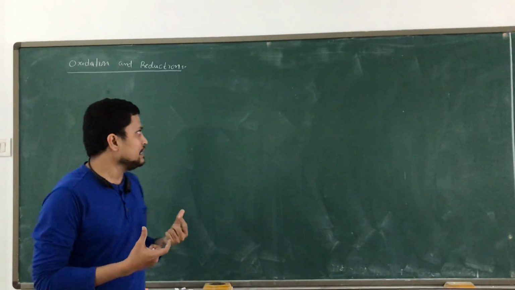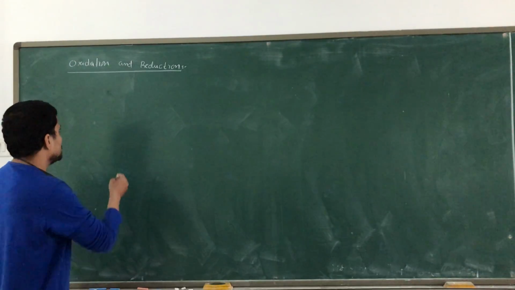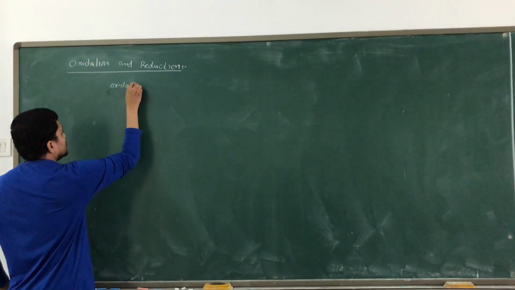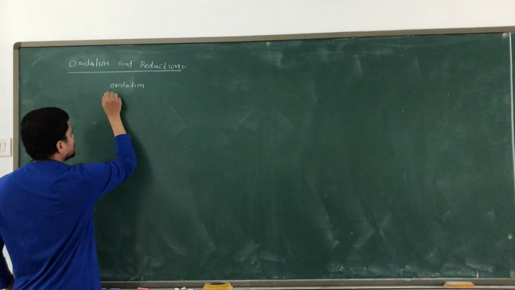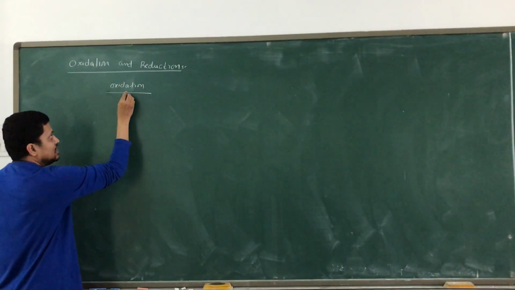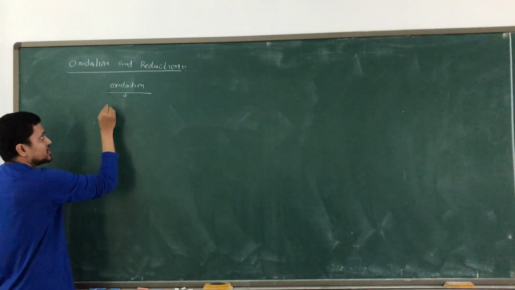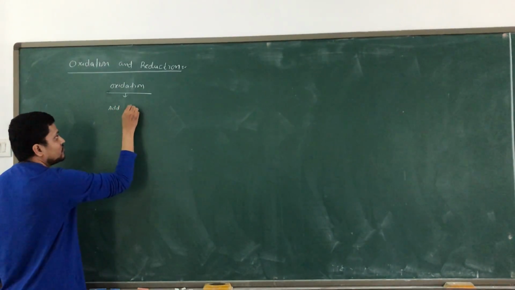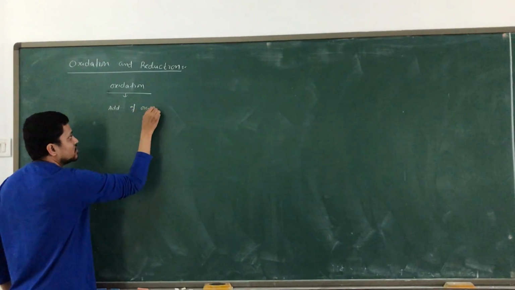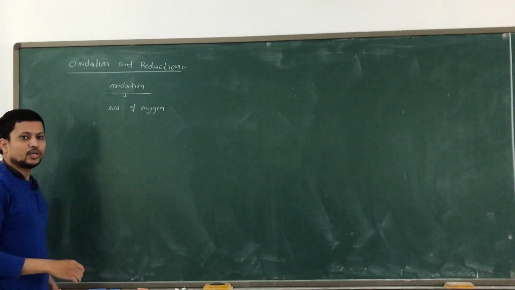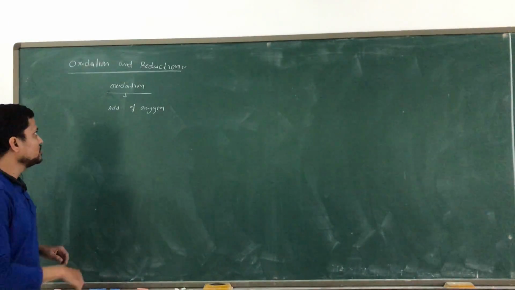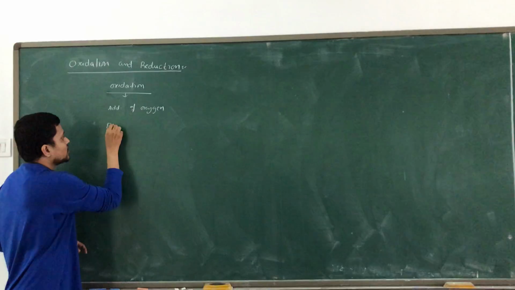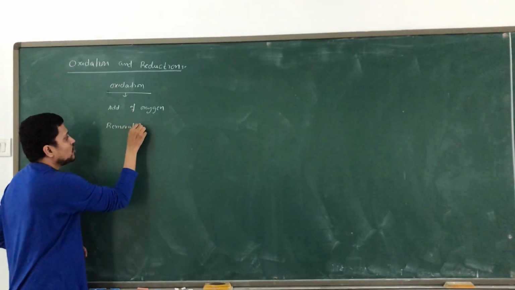Very easily we can understand oxidation. We just remember these things first about oxidation. Oxidation is just adding things. First, addition of oxygen. If we are adding oxygen into any compound, it is oxidation. Then there is removal of hydrogen.